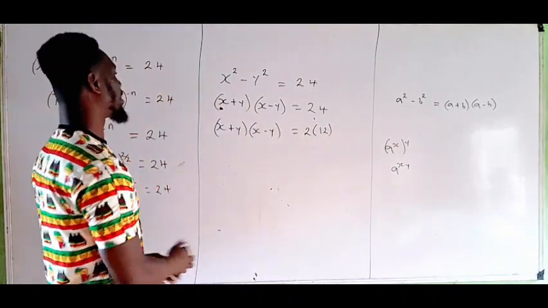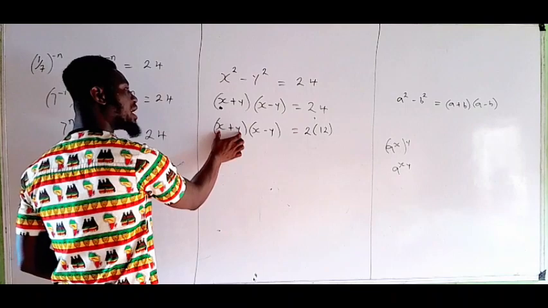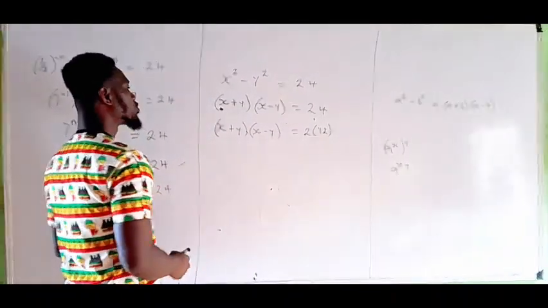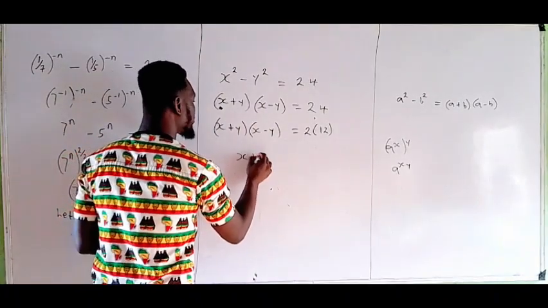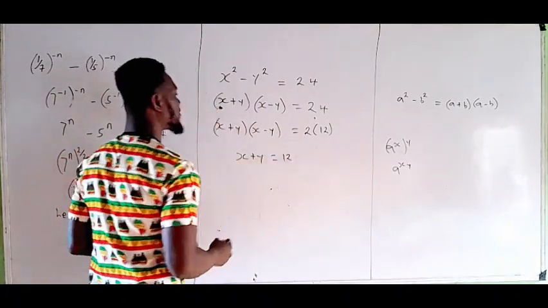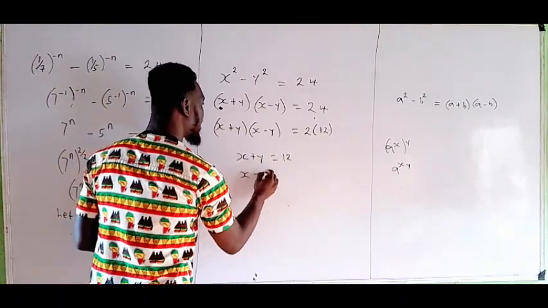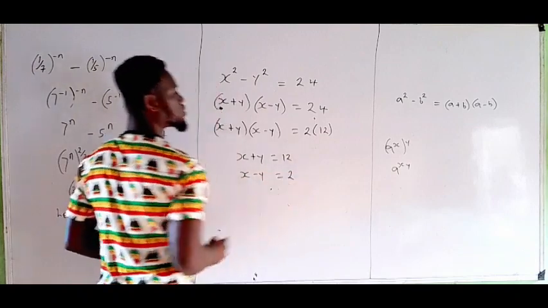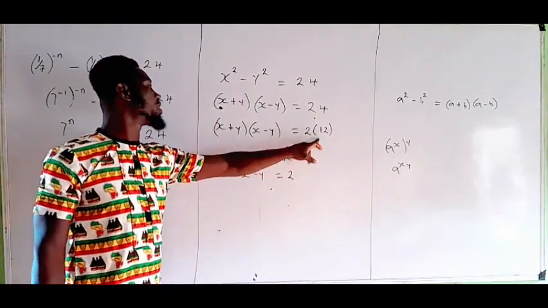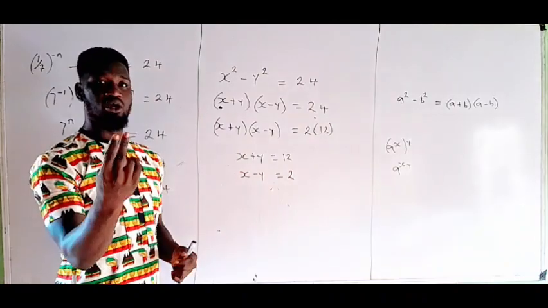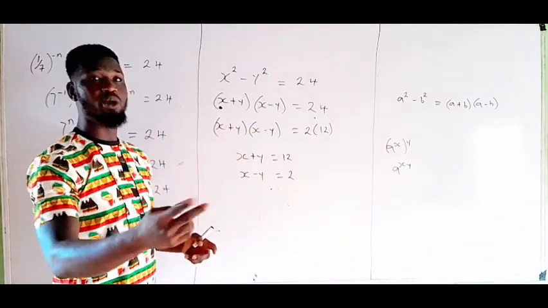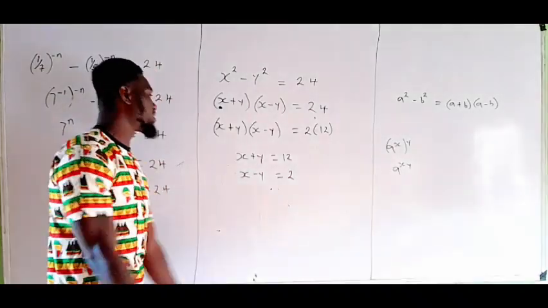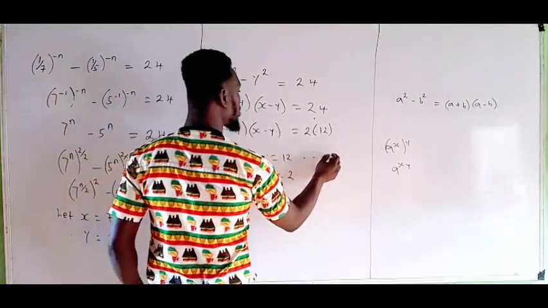The only thing here is that we know the summation of x and y should be greater than the difference between them. So x plus y equals 12, then x minus y equals 2. The reason I am picking 12 for the summation is that I'm assuming numbers. When we assume two numbers, their summation should always be greater than their difference. So this is a simultaneous equation already.